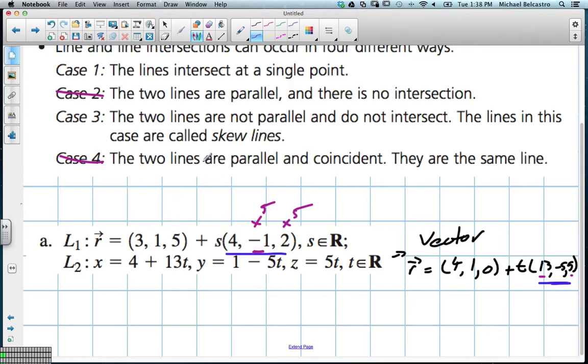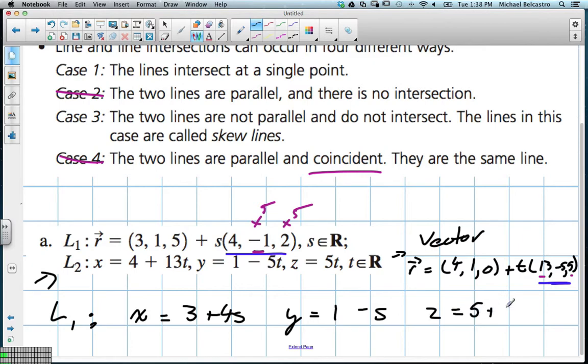If they are parallel, we just have to then check if they're scalar multiples of each other, which would make them coincident lines. And if not, then they have no points of intersection, and there's nothing to solve in this question. Okay? So, because they're not parallel, we're going to get into our next point. We want them both to be in parametric form. So line 2 is already in that form. We're going to change line 1 to that same style. So we'll have x is equal to 3 plus 4s, y is equal to 1 minus s, and z is equal to 5 plus 2s.